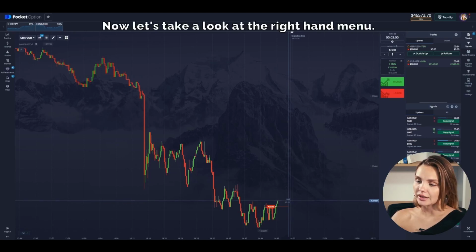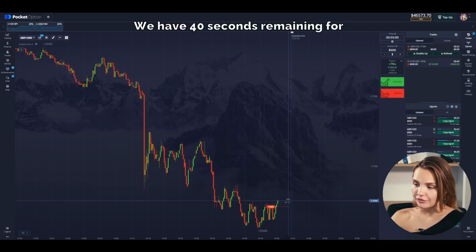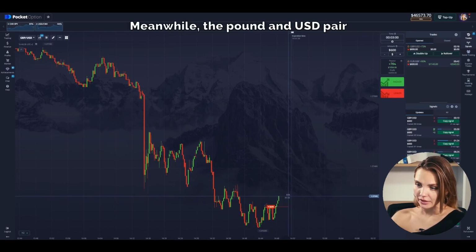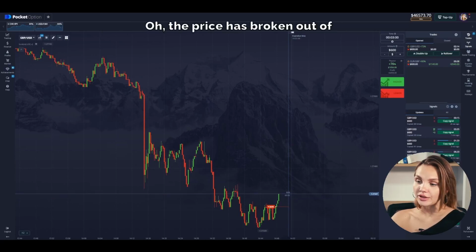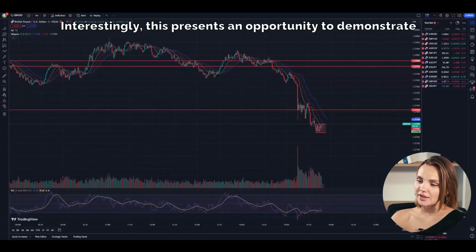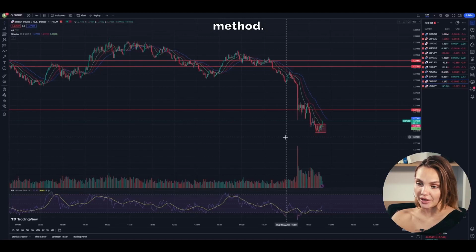Now let's take a look at the right-hand menu. We have 40 seconds remaining for the Euro and British pound trade. Meanwhile, the pound and USD pair still has 2 minutes on the clock. Oh, the price has broken out of the accumulation phase to the upside. Interestingly, this presents an opportunity to demonstrate the effectiveness of the martingale method.